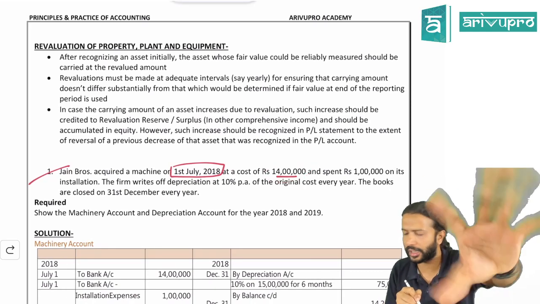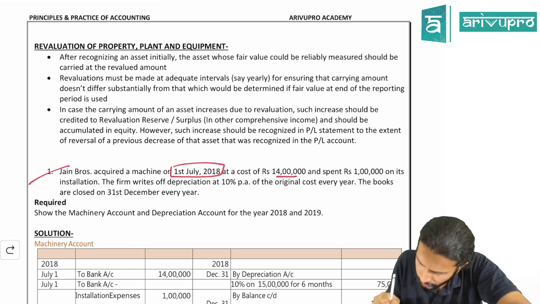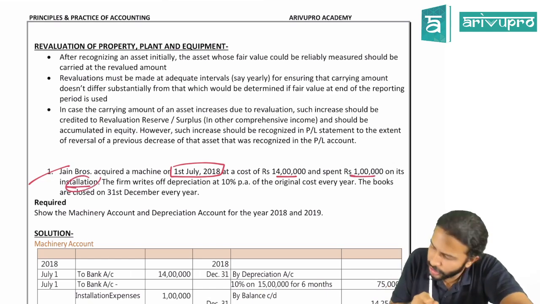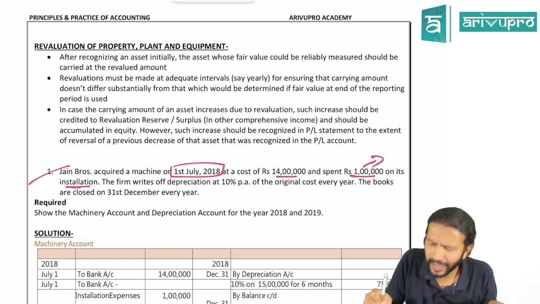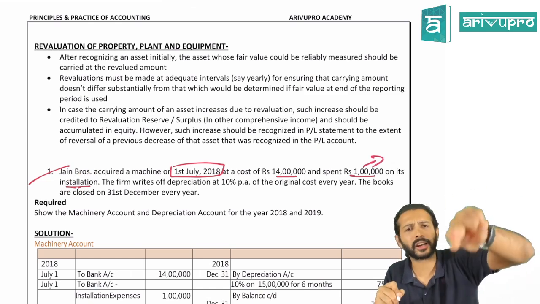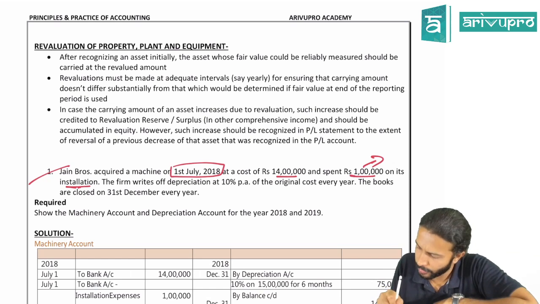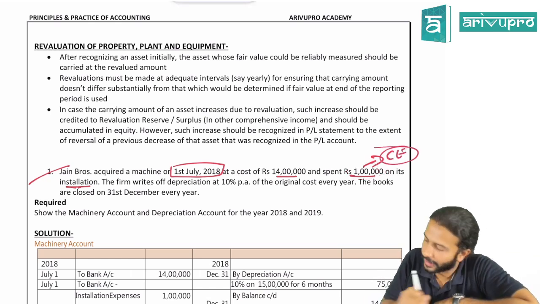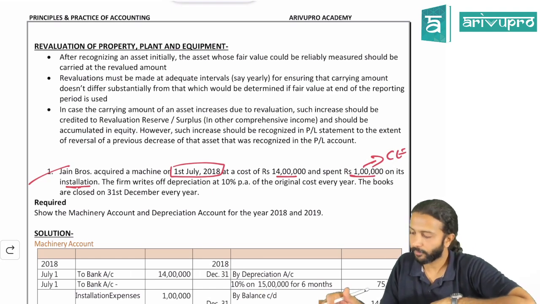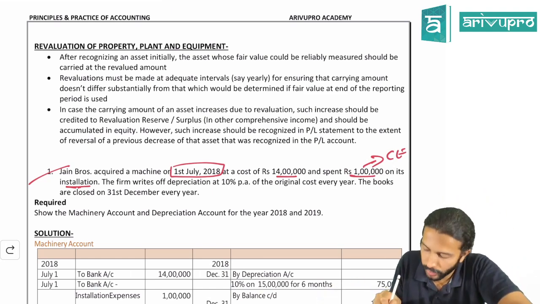So they paid 14 lakh rupees and purchased that asset, and they spent 1 lakh on its installation. Now you tell me, is this 1 lakh rupees of installation charges revenue expenditure or capital expenditure? This is a capital expenditure. Agreed? Yes, capital expenditure. So what should we do for this?